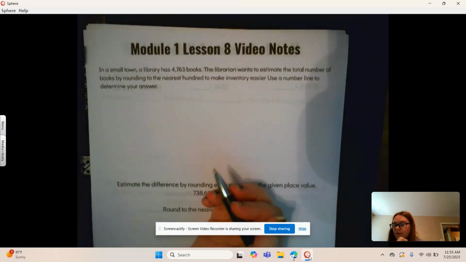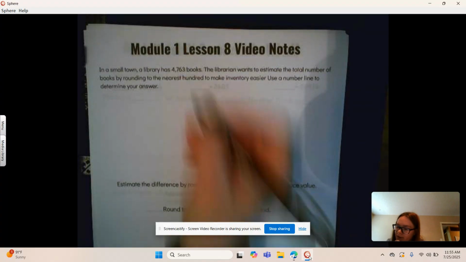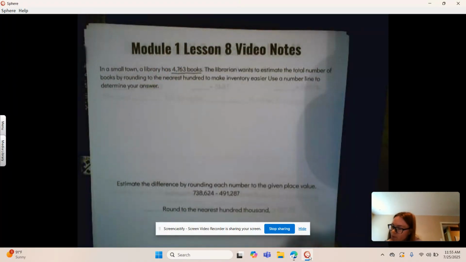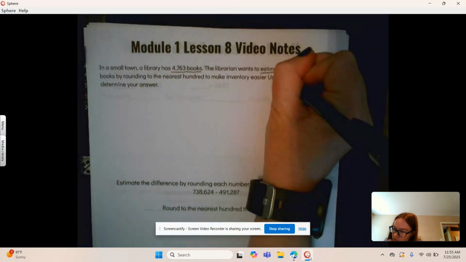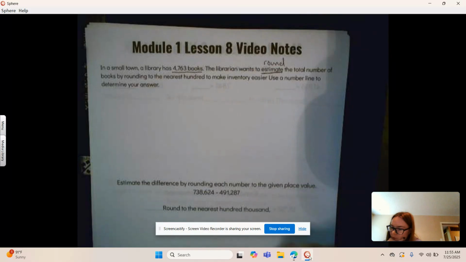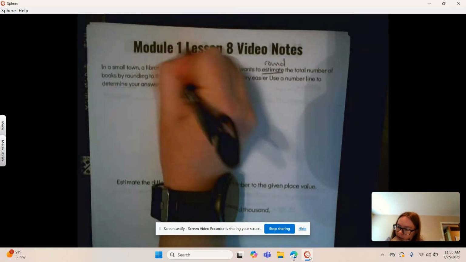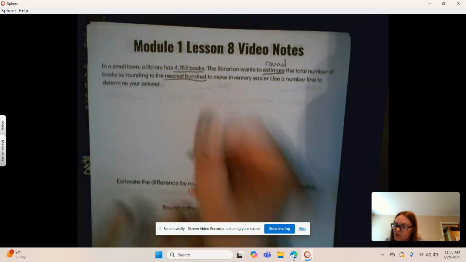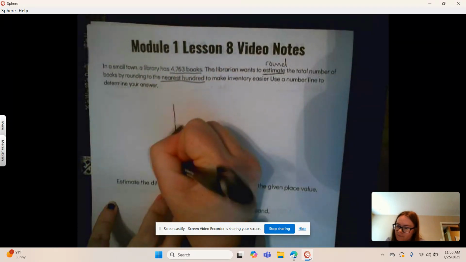So let's look at all of our keywords. So a library has 4,763 books. We want to estimate, which means round. And then we want to round to the nearest hundred. Okay, and then we're going to use a number line. So let's draw our vertical number line.